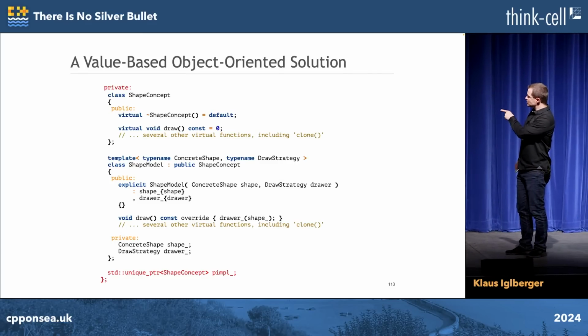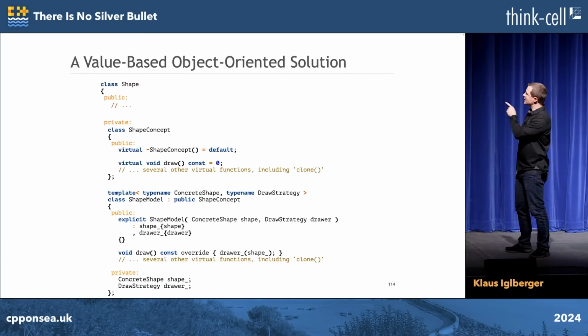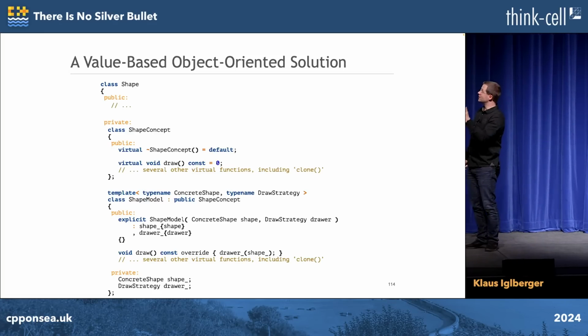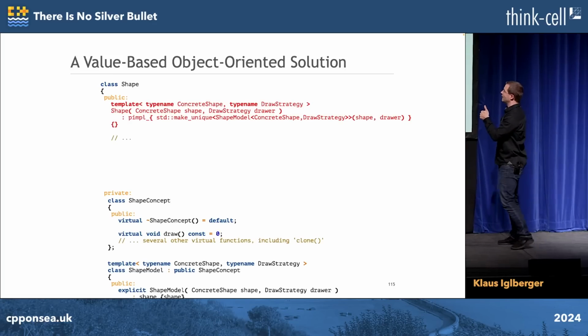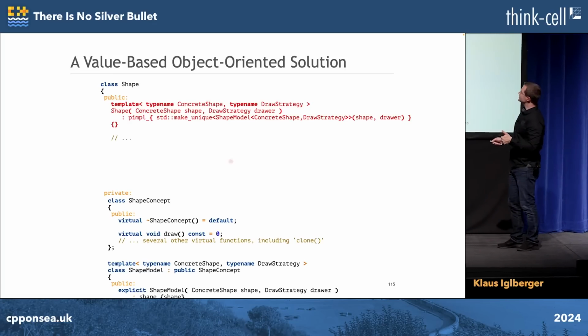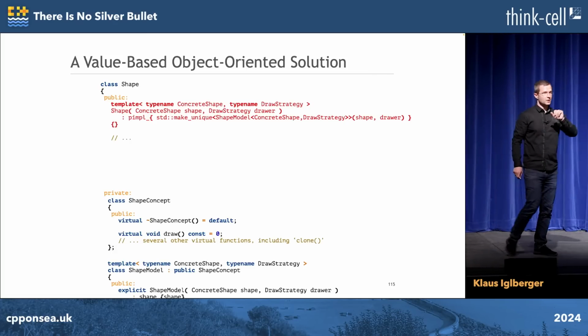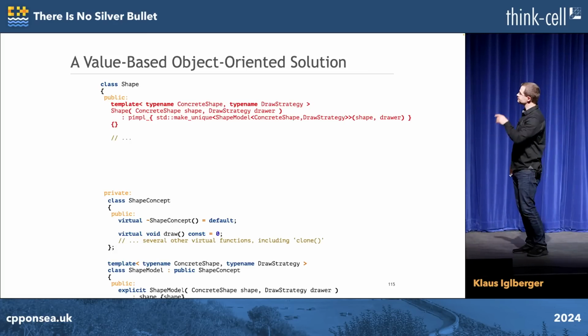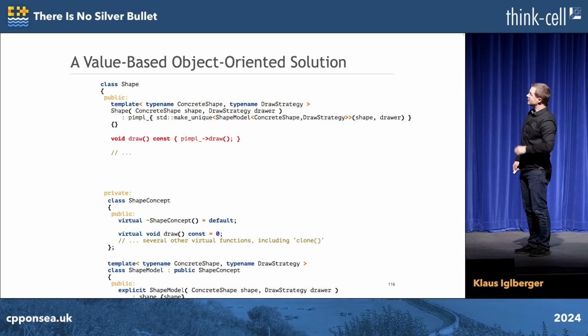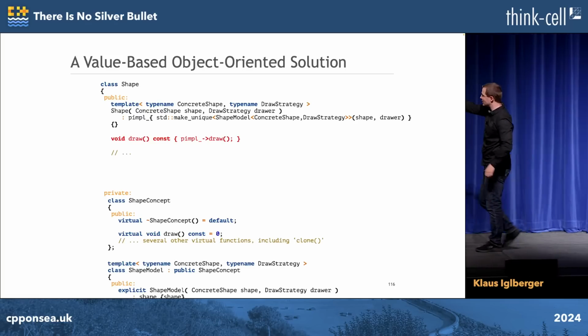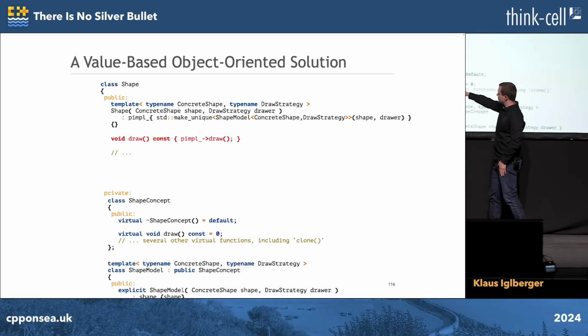So in order to initialize this, I'm going to need a couple of functions in the public section. First of all, I will need a templated constructor that allows me to initialize this shape with a concrete shape and its associated draw strategy. So I say, here's a circle and this is how you draw it. Here's a square, this is how you draw it. Then I draw. This is now using this virtual function.